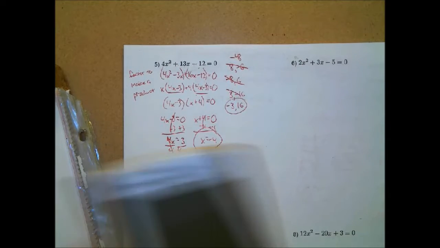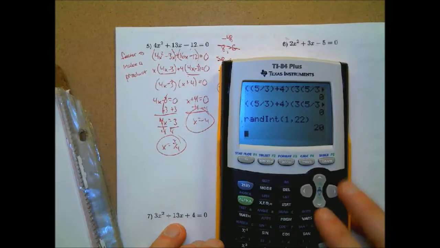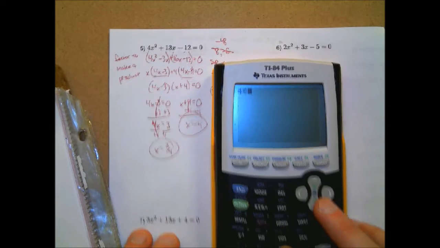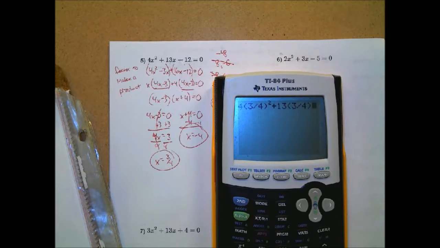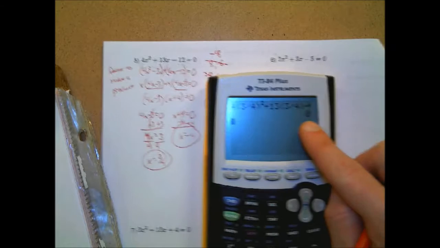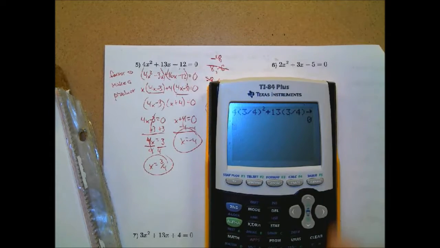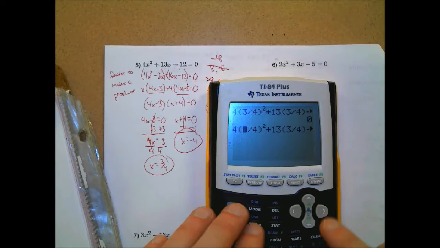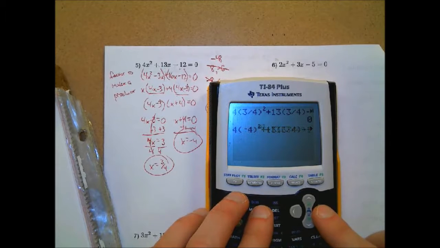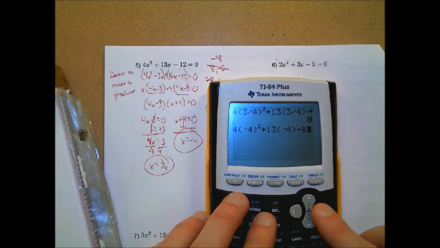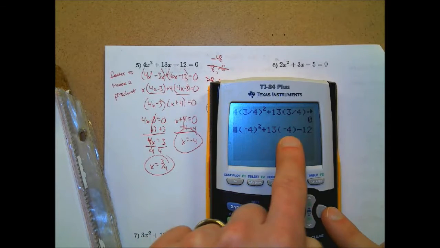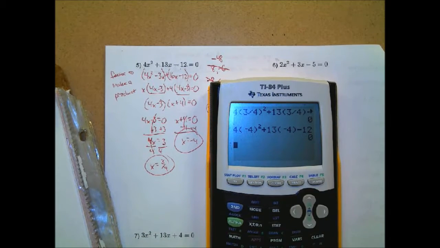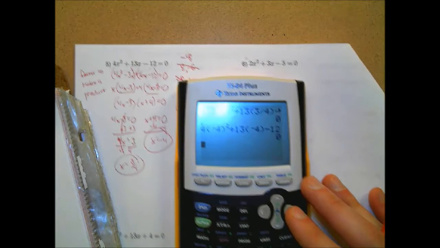If you plug them back into the original equation, I can show it to you if you really want to see. 4 times 3/4 squared, plus 13 times 3/4 minus 12. Look at that, 0. Now I'll try -4. 4 times -4 squared plus 13 times -4 minus 12, 0 as well. So they work. They check out.